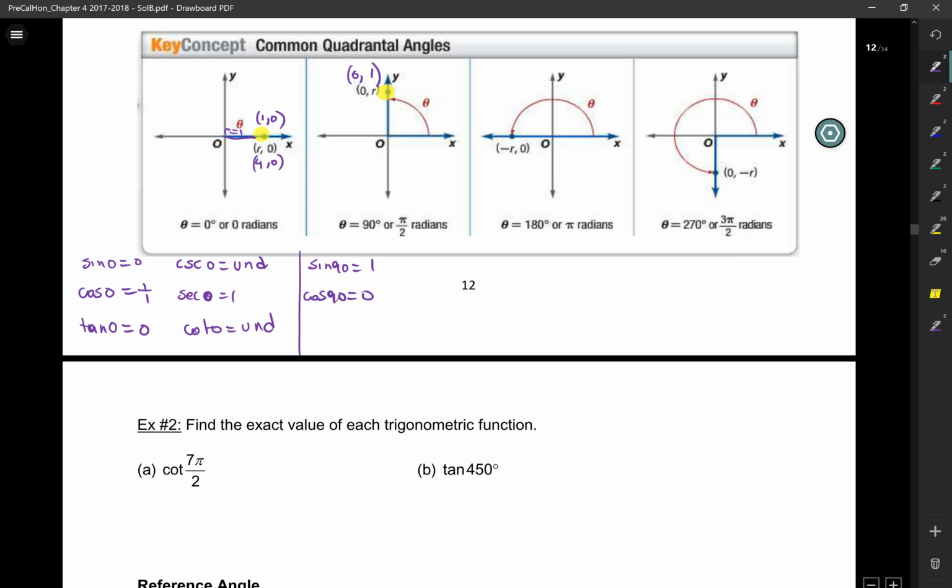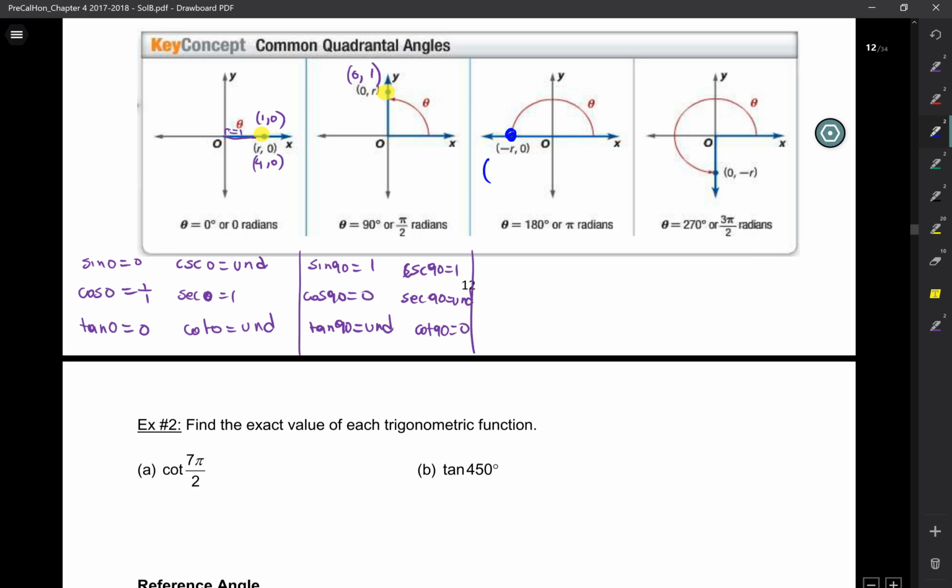So what's tangent of 90 then? Undefined. Now let's do the other three, and then with the other two angles, I'm not going to go into this much detail. What's cosecant 90? 1. What's secant 90? Undefined. What's cotangent? 0. All right.